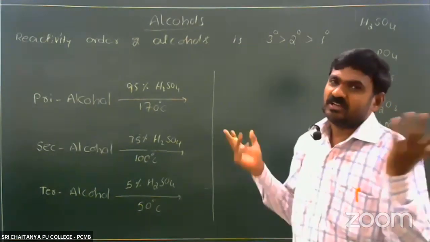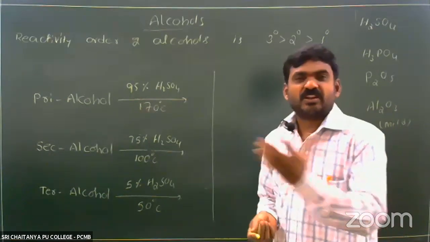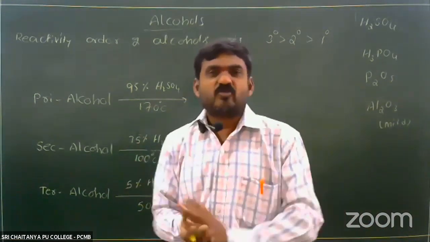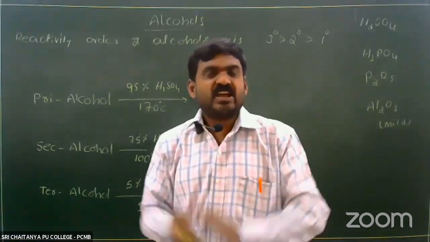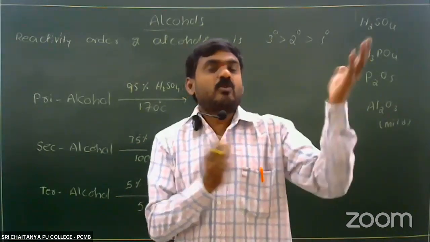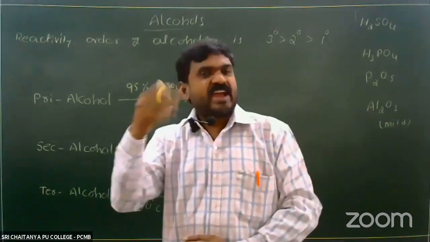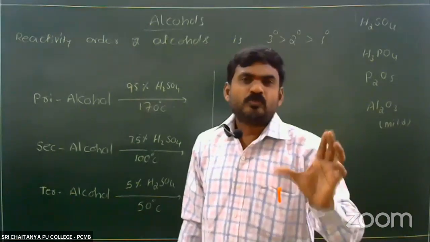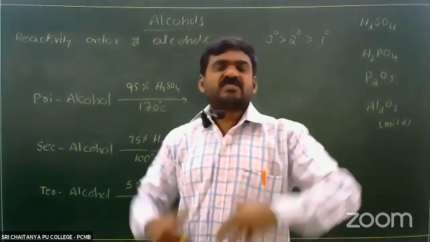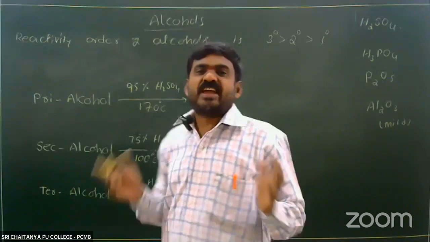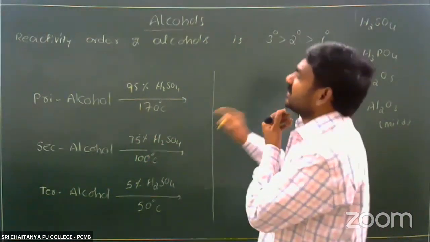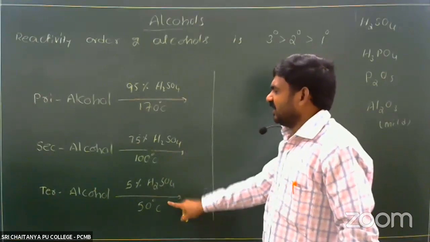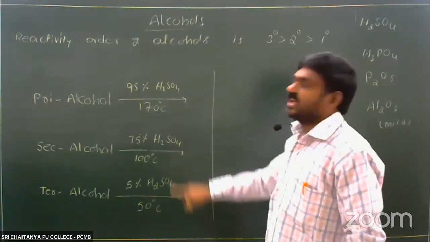It is like chlorobenzene reacting with NaOH, where Cl is replaced by OH. As the electron-withdrawing groups increase, reactivity increases: one nitro, dinitro, trinitro. As the number of nitro groups increases, the reactivity of chlorobenzene increases. Here also it is the same: from primary to secondary, and secondary to tertiary, reactivity increases. It is the evidence.